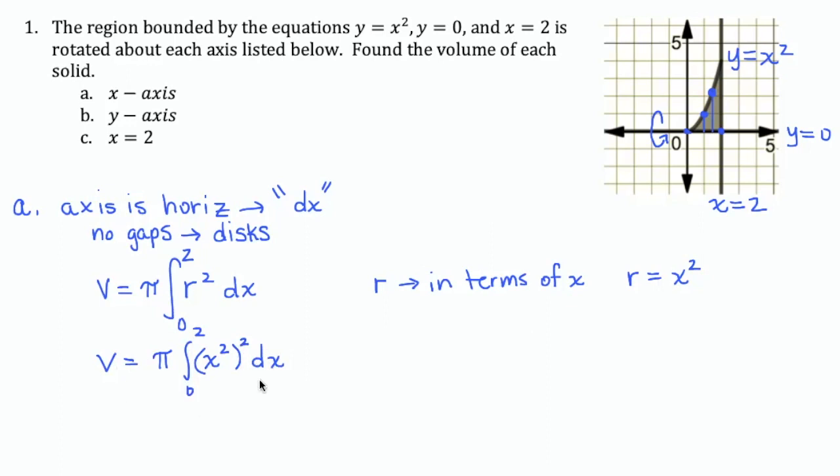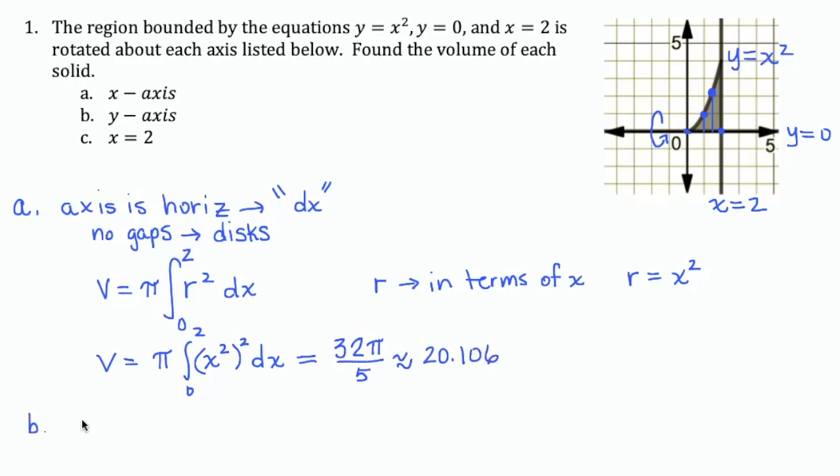And this is an integral you should be able to integrate. I'm going to leave that up to you to do. If you do the math correctly, you will get either 32 pi over 5 if you stick it out by hand, or you'll get approximately 20.106. So that's part A.